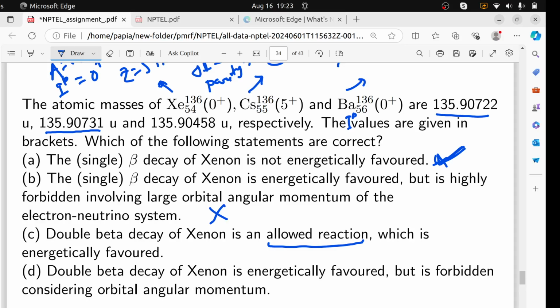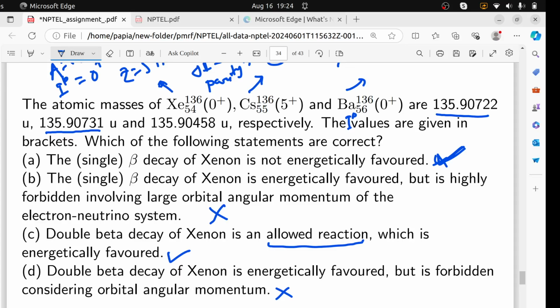Xenon mass is 135.90722. Barium mass is 135.90458. So 722, 458, this is greater than this one. So it will be an energetically favored reaction. So whatever the statement is there, it is correct. Option D says double beta decay of xenon is energetically favored but is forbidden considering orbital angular momentum. That is not correct. If C is correct, then obviously D will not be correct, because these two are contradictory to each other. So the correct options are A and C.